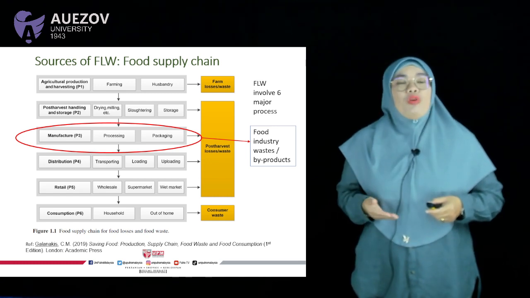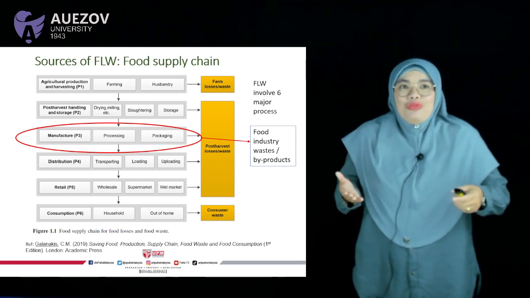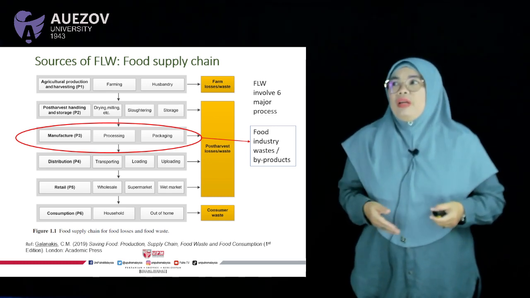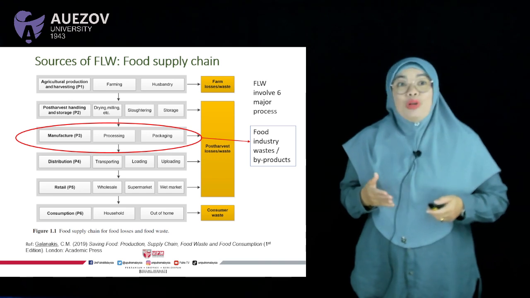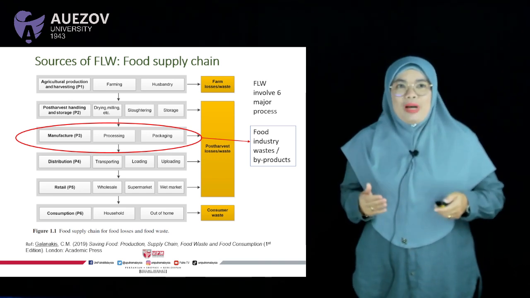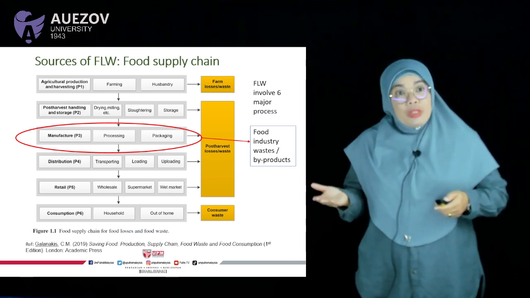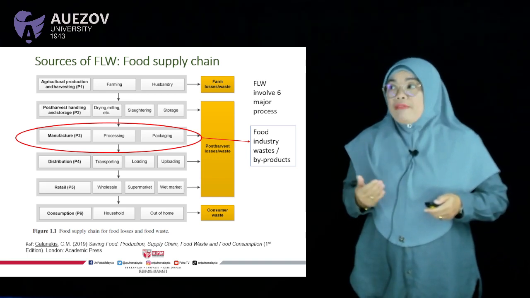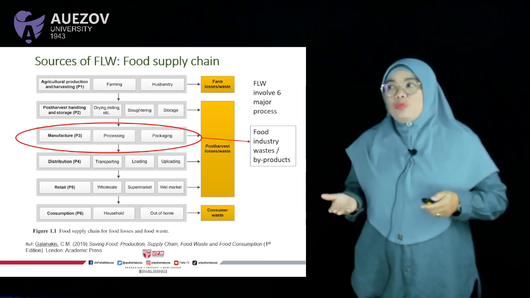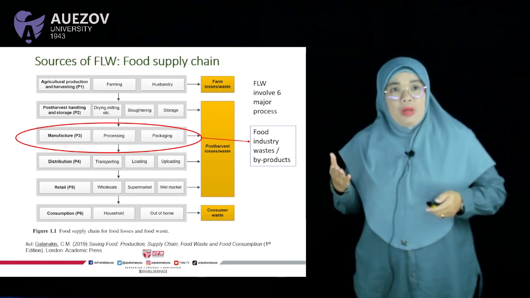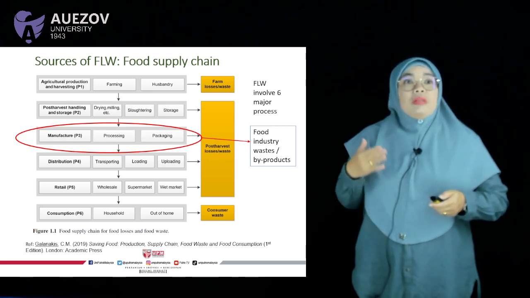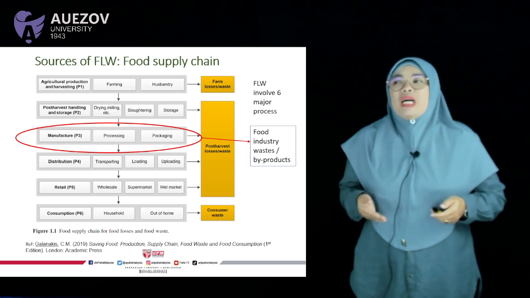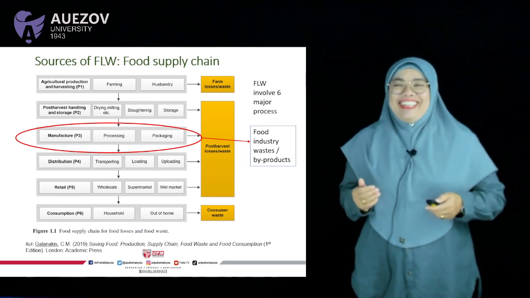The third one is manufacturing, the processing in the food industry. During that processing or during packaging, we will have food industry waste and byproduct. So today, we focus on this part, the waste that comes from manufacturing processes. Number 4 is distribution, number 5 is retail, and the last one is consumption, either from our house or from a restaurant or out of home. We also get waste, or we call it consumer waste.